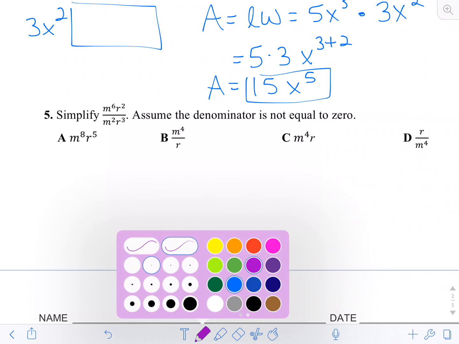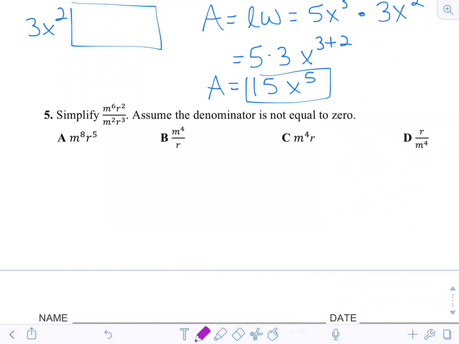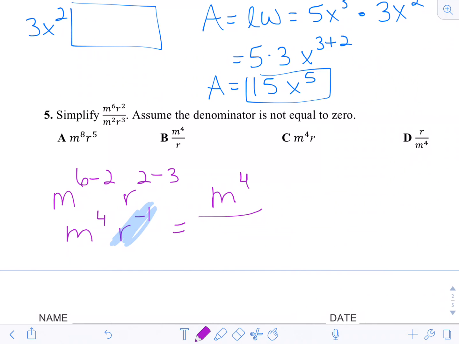Number 5, it says simplify, assume the denominator is not equal to 0. So again, whenever you divide, you subtract exponents. So m, 6 minus 2 is 4. r, 2 minus 3 is a negative 1. Okay, you can't have this negative exponent here, so that has to go in the denominator. So this is m to the 4th power. I'm going to put r to the 1st power in the denominator, and again, you don't have to write the number 1. That's your invisible number, so the answer for this would be B.